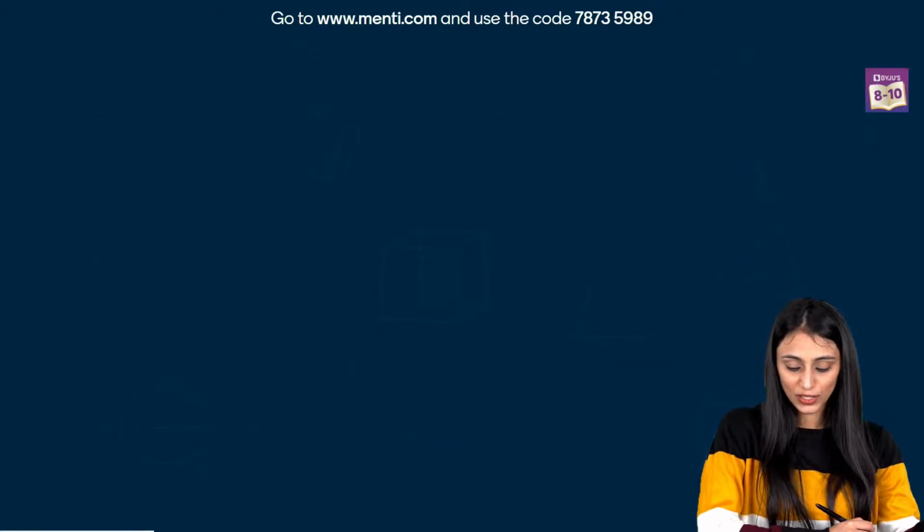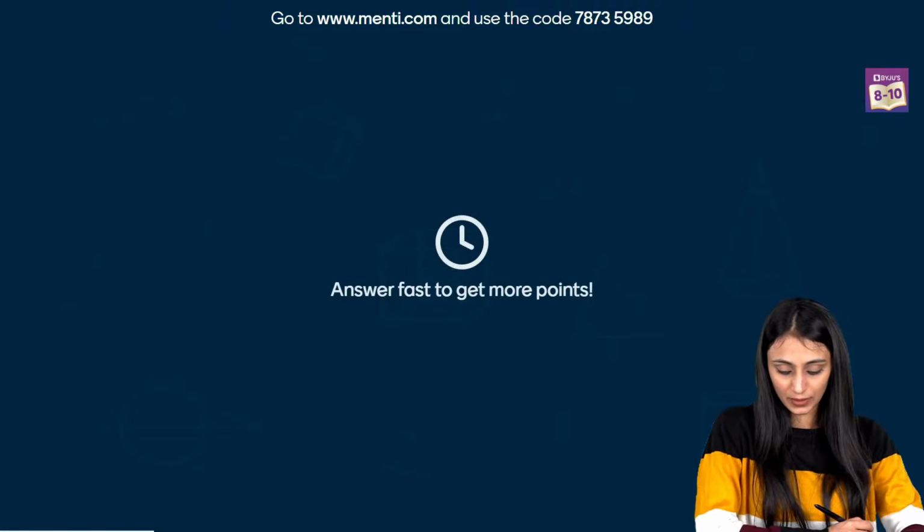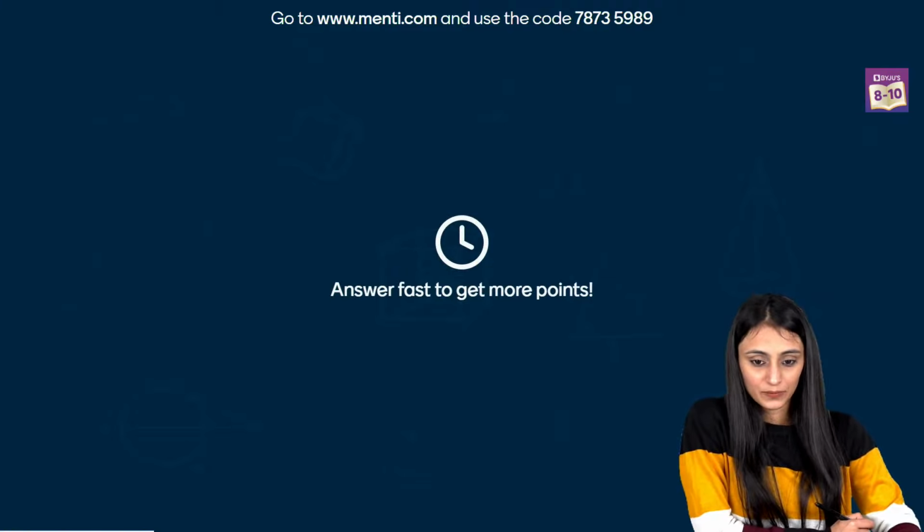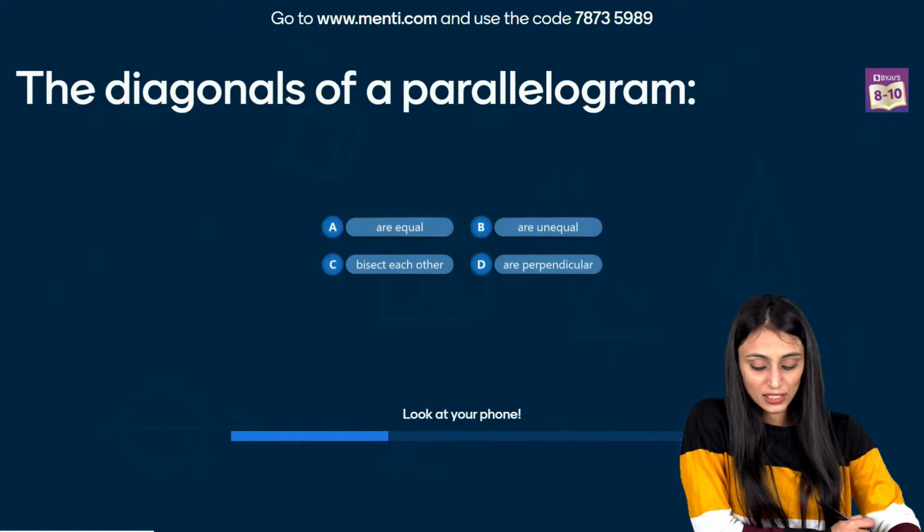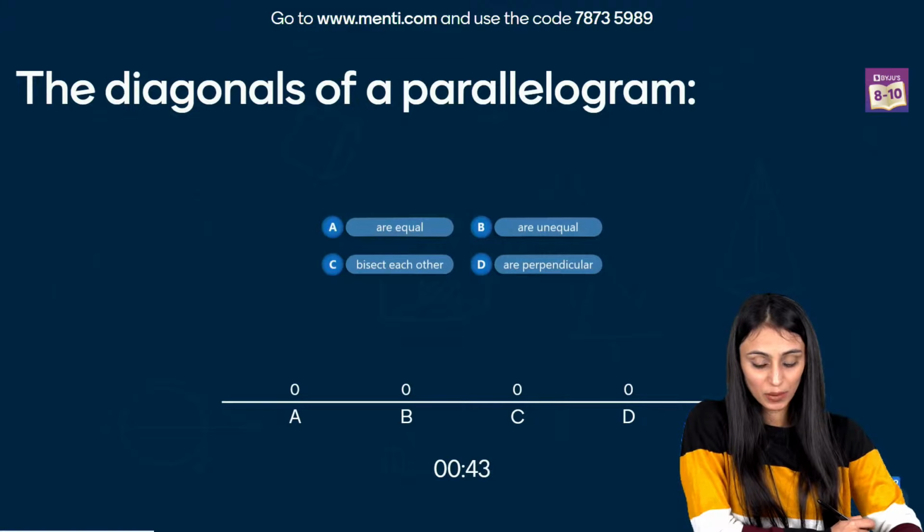Let's take a look at question number 3 now. The diagonals of a parallelogram. 4 options are here: are equal, are unequal, bisect each other, and are perpendicular.